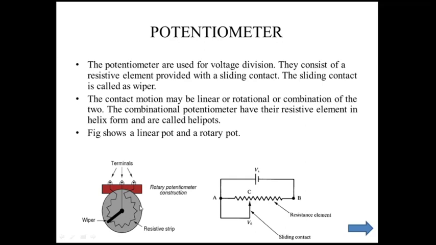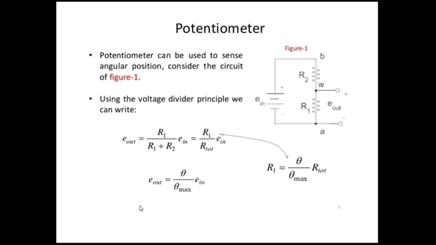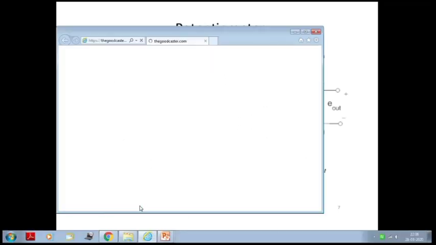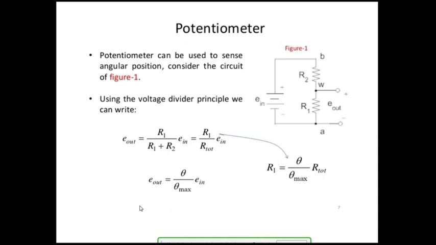So let us take two resistances R1 and R2, an input voltage and an output voltage. We have to take the output voltage here. So the output voltage is given by the potential divider or voltage divider formula: R1 divided by R1 plus R2 into input voltage. So the output voltage is equal to the ratio of the resistance divided by the total resistance. This is for linear displacement. Let us write it for angular displacement, where you replace R in terms of theta. So E out is equal to theta divided by theta max into E.